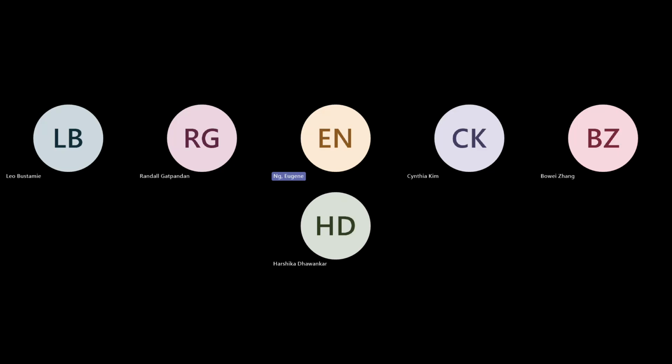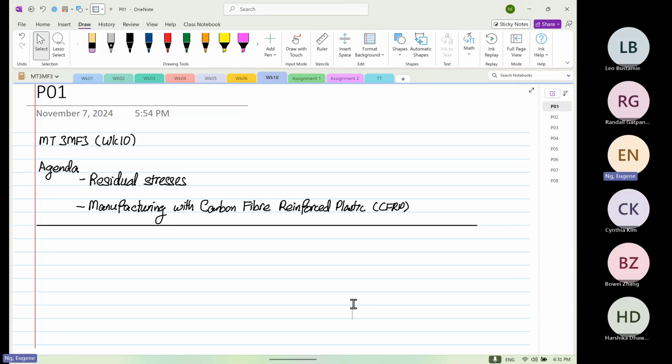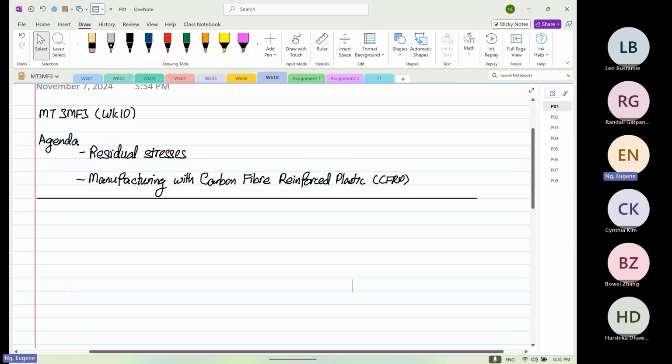Today, we're going to talk about residual stresses, and hopefully, with time permitting, we're going to talk about manufacturing with carbon fiber reinforced plastic.